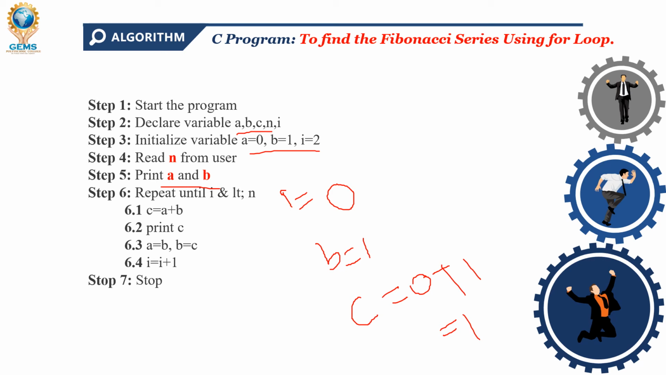Now see here, repeat from 1 to n. Now c equal to a plus b, print c. Again a equal to b, b equal to c, extending the values. Now i equal to i plus 1, increment. So the for loop is used here for incrementing the value. Like this, the algorithm for finding the Fibonacci series using a for loop will work.